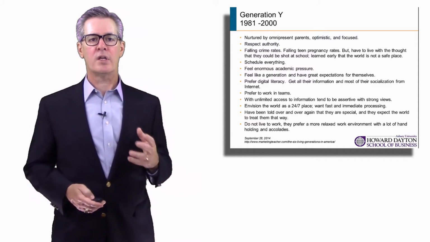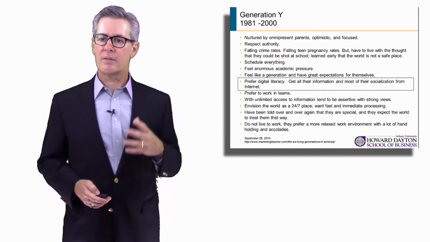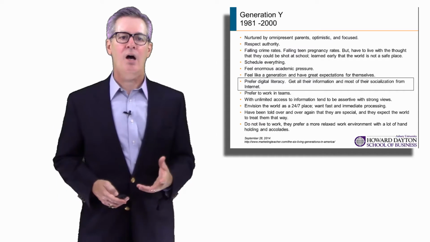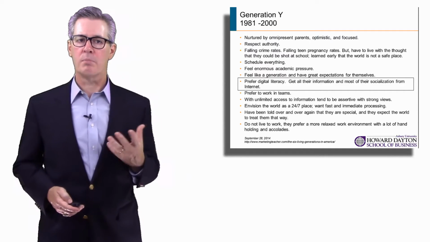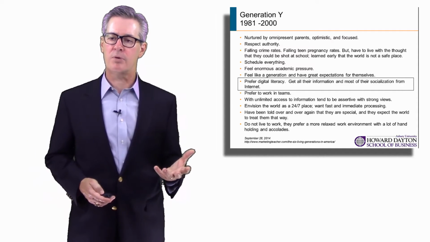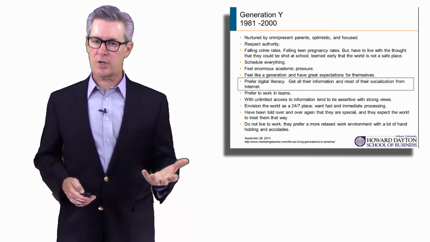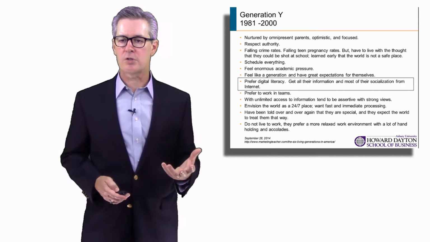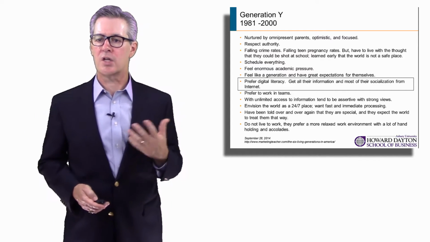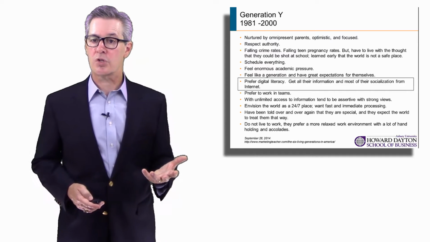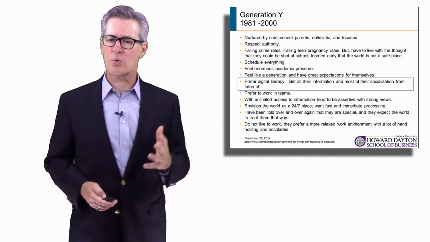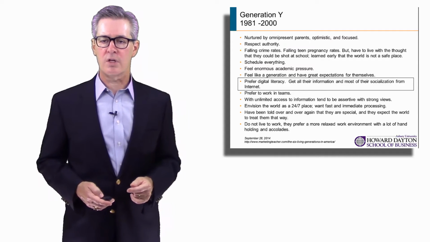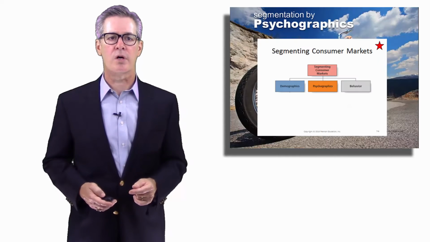Let's look at this one characteristic, this area of digital literacy. What do you think this could mean to us as marketers that are trying to reach people like you? According to the research that's been done, people in your age group prefer to use digital means of communications. They get all their information and most of their socialization from the internet. So what would this mean to us as marketers? Think about that, and then think about some of the other things that you see on this slide as well.